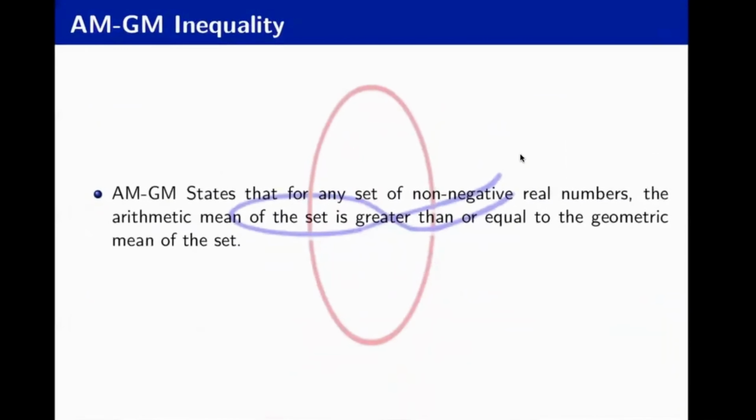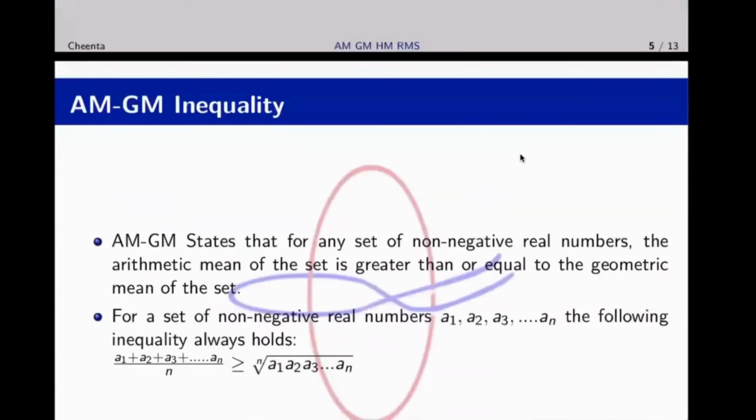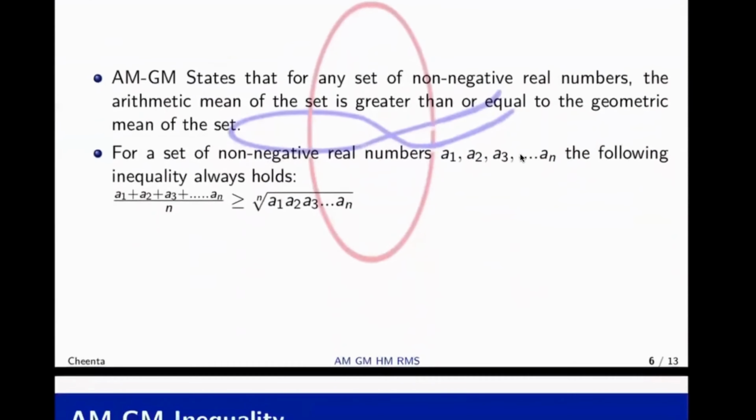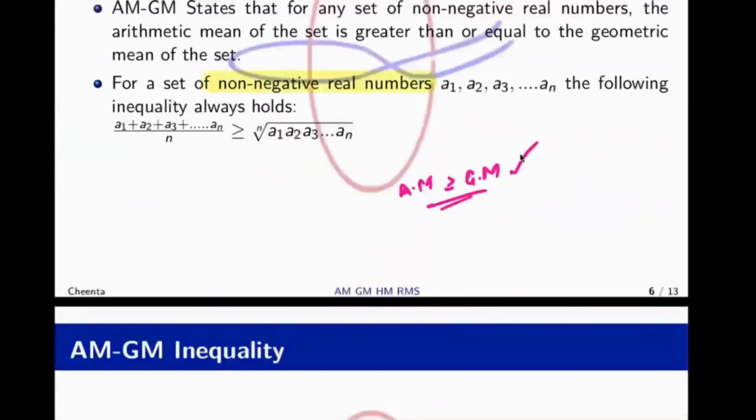The AM-GM inequality states that for any set of n non-negative real numbers, the arithmetic mean of the set is greater than or equal to the geometric mean of the set. For non-negative real numbers, this condition matters a lot. For non-negative real numbers A1, A2, A3 and so on up to AN, the inequality that AM is always greater than or equal to GM holds.